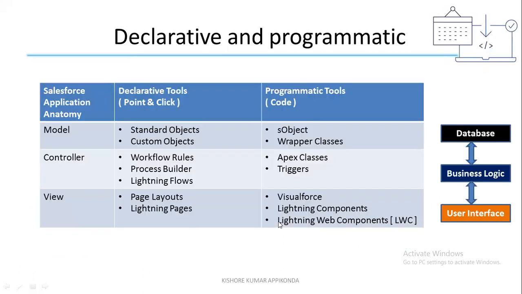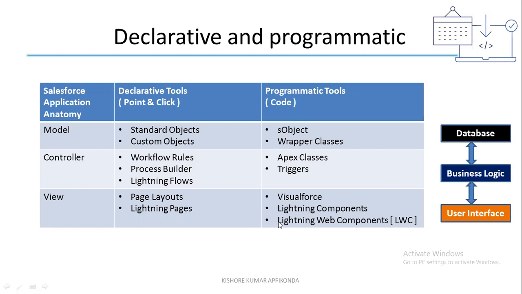Then I will go to the next topic, which is declarative and programmatic. What is the difference between declarative and programmatic? Declarative is nothing but point and click. We can call it Salesforce out-of-the-box features. Programmatic means we have to write some code.